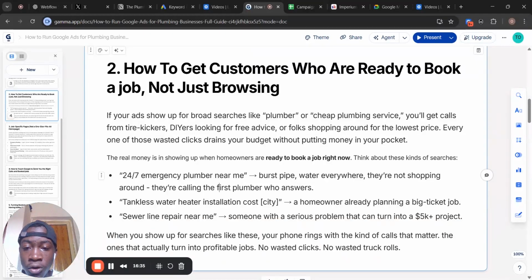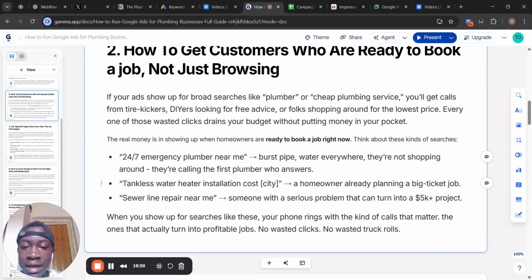So: 24/7 emergency plumber near me, burst pipes, water everywhere. This kind of person is not shopping around. They are calling the first plumber who answers, because they are really in an emergency situation. You get what I'm saying here? Then, tankless water heater installation cost, and in a city, let's say Arizona.